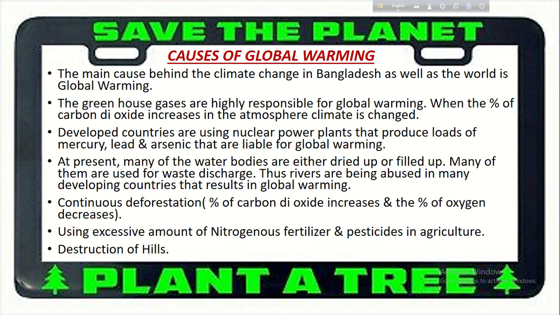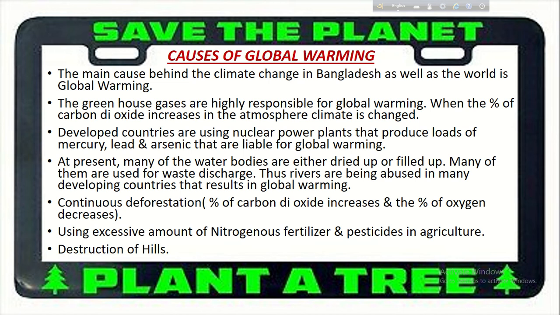So, here at present, many of the water bodies are either dried up or filled up. Many of them are used for waste discharge. Thus, rivers are being abused in many developing countries. That results in global warming. Dear learners, the oceans are compared to the lungs of the human body. They have a significant role in controlling world temperature. As you know, the water bodies control the world temperature, but they are gradually getting polluted as radioactive waste is thrown there. It pollutes vapors that mix up with the air and increases world temperature.